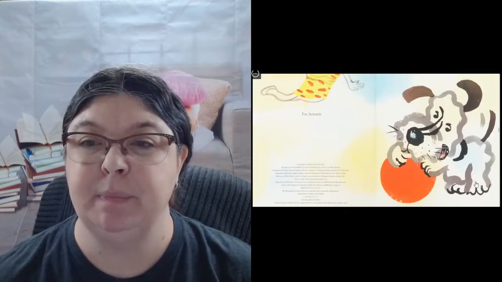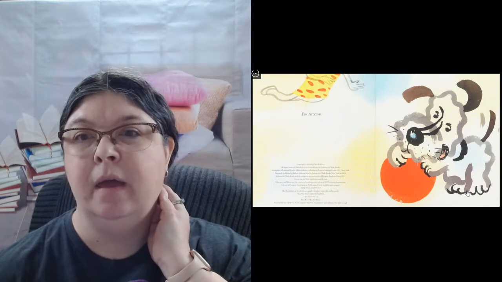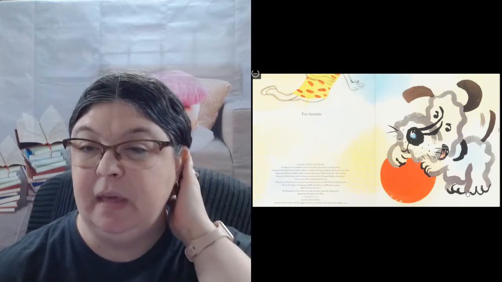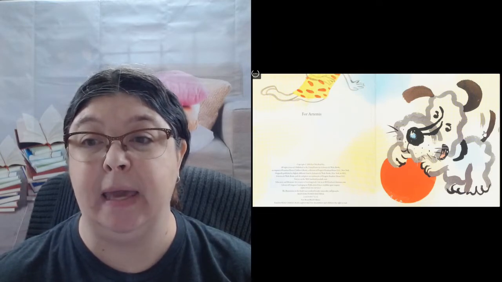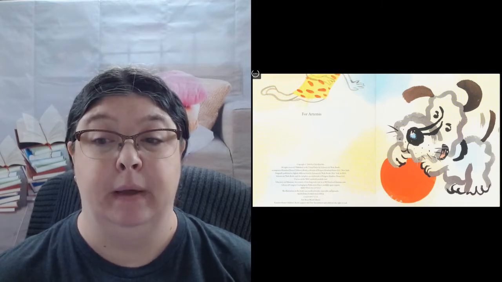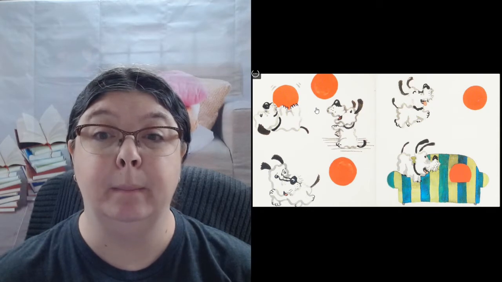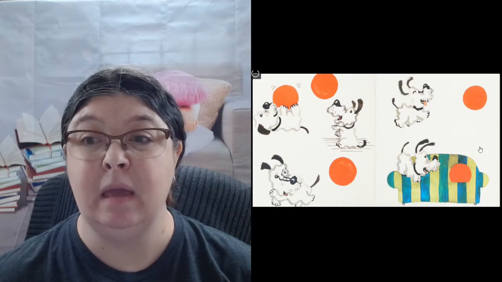So let's look at this first page. What is happening in this story? How do you think Daisy is feeling? Yeah, I think the little tail is wagging. I think maybe Daisy is excited to have a little red ball. And here, what do we see? Yeah, we see Daisy playing with the ball, laying on her back, bouncing it off her nose, kicking it, chasing it maybe, getting on the couch with it. All right, let's see what happens next.